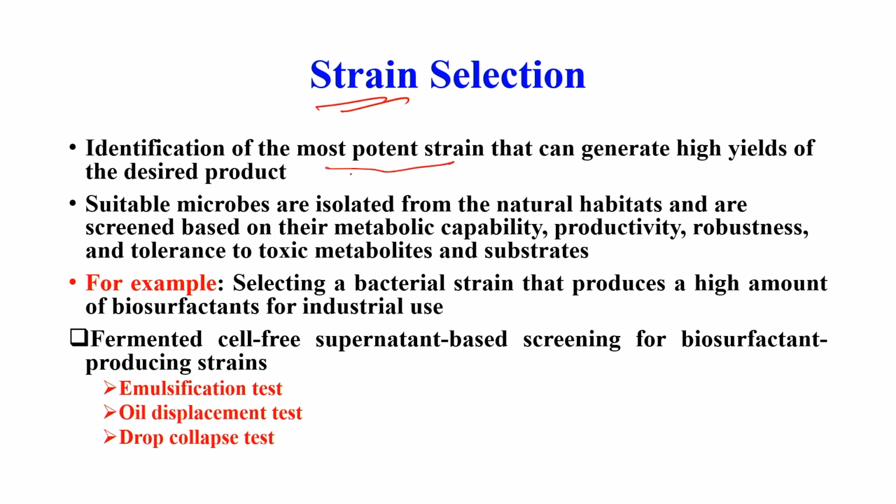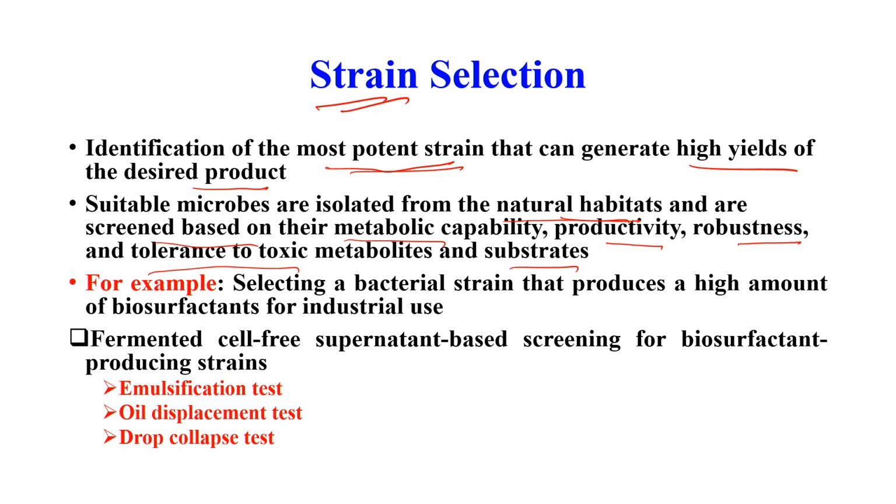So, we need to have the most potential strain that can generate a high yield of your desired product. Your desired product can be biomass or a metabolite. Typically, suitable microbes are isolated from natural habitats, and further they are screened based on their metabolic capability, productivity, robustness and tolerance to toxic metabolites and substrates.